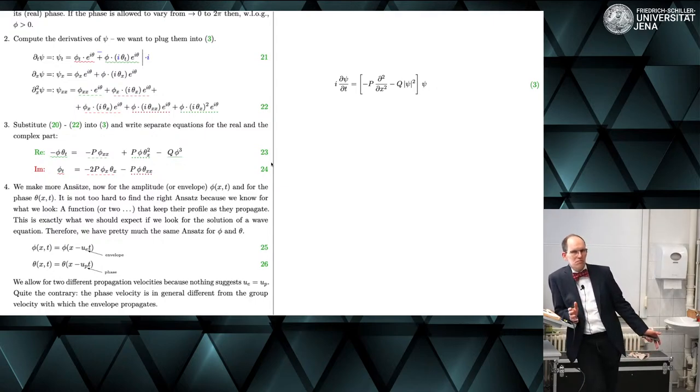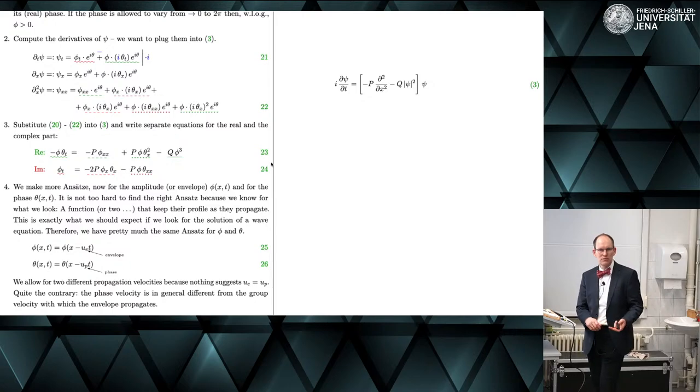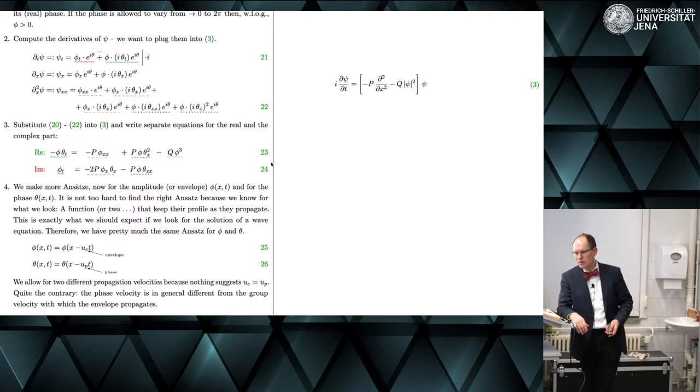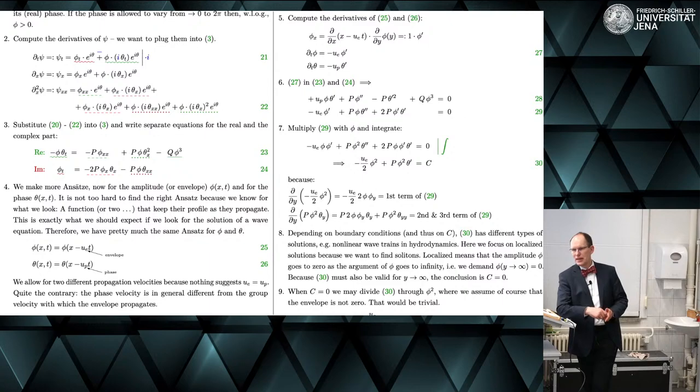The first reason is, of course, that there's no reason to believe that they are the same. Actually, quite the contrary, there's every reason to believe that they are different. Because, you know, from an elementary course in optics, there is something like phase velocity and group velocity. And the envelope is of course described by the group velocity. Good. So now we have ansätze.